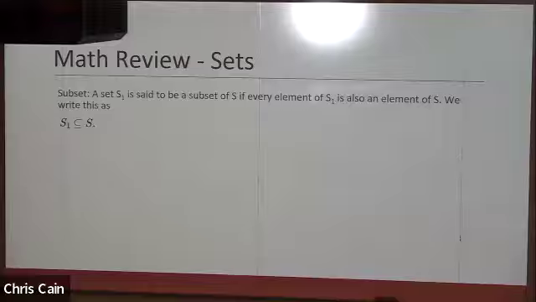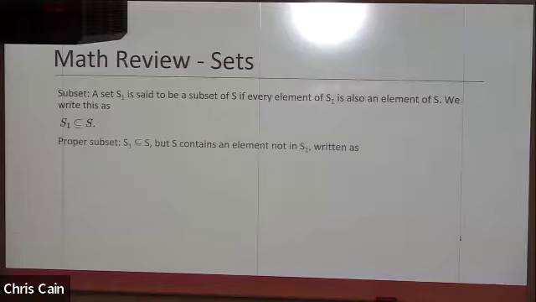A proper subset, we get rid of the equal, just like with less than or equal to, versus strictly less than, we no longer allow for equal to. A proper subset, which is exactly the same without the lower bar, just says that every element of S sub 1 is also in S, just like with a subset. However, now they cannot be equivalent sets. They cannot contain exactly the same members.